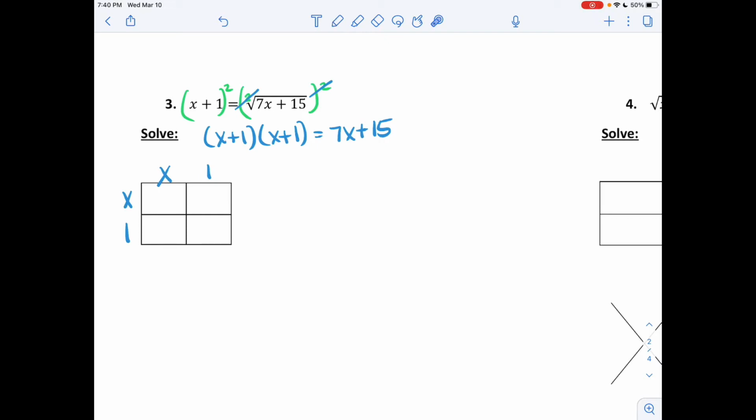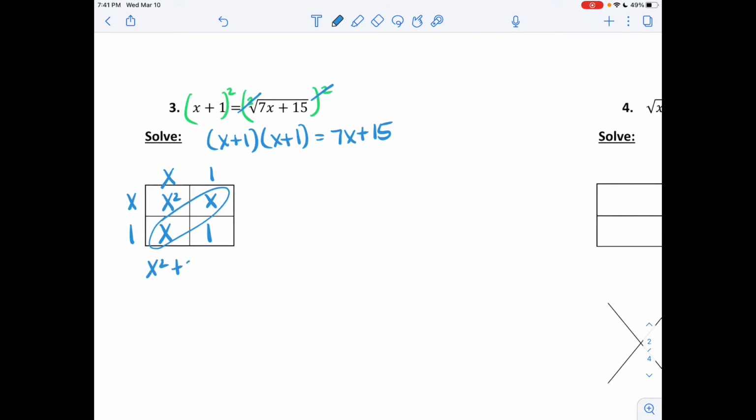Remember that you just write each piece on the outside, and we're going to work our way to the inside, writing what the result or the product of the multiplication is. So x times x is x squared, x times 1 is x, another 1 times x is x, 1 times 1 is 1. We can combine some like terms. I see 2 x's here, so I can say x squared plus 2x plus 1 as my quadratic or polynomial. I'm going to bring that back up here and rewrite as x squared plus 2x plus 1, and that's equal to 7x plus 15.